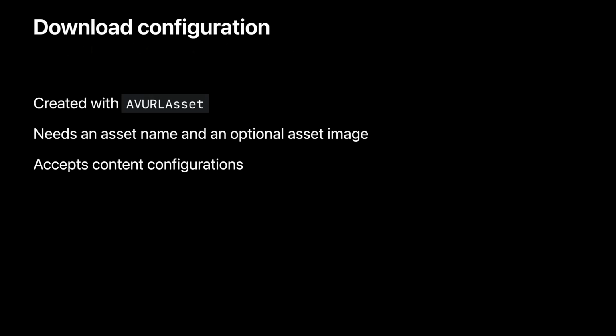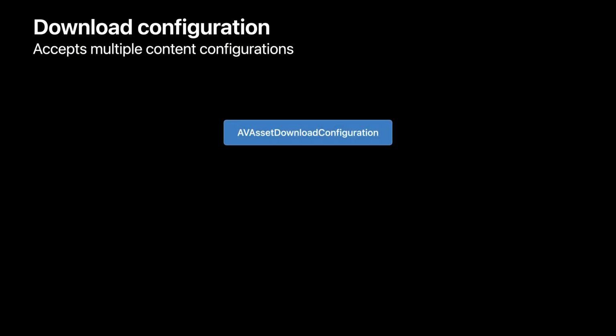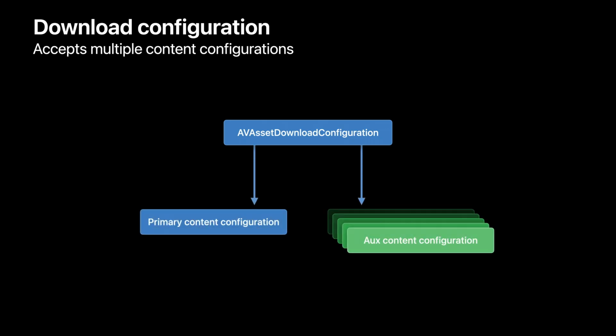Looking closely, one of the content configurations will be designated as primary, and the rest will be auxiliary. The difference between the two is you typically want to download a primary set of video, audio, and subtitle renditions, and then complement them with additional audio or subtitle renditions. By specifying your additional renditions as auxiliary content configurations, you instruct AVFoundation to optimize and avoid downloading multiple video renditions. It becomes more clear as we go over an example.